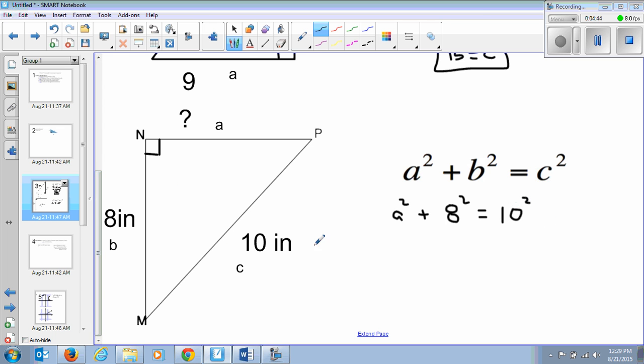Now we just do our math. I don't know what a squared is, so I just leave it a squared. I do know what 8 squared is. 8 times 8 is 64. And I do know what 10 squared is. It's 100. Notice the difference here, though.